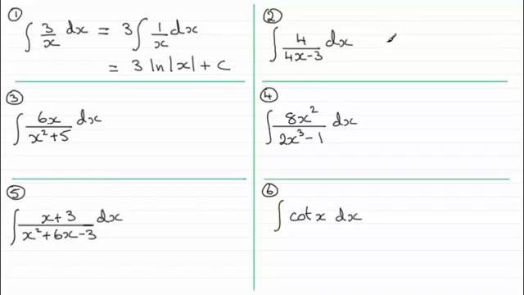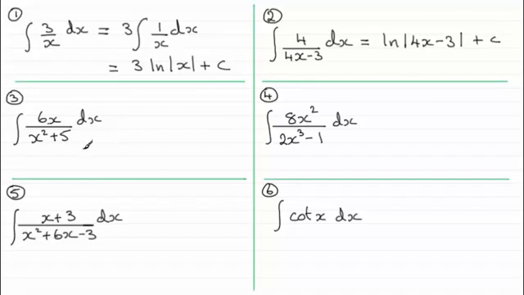Okay, looking at this second one, I notice that when I differentiate the denominator here, I'm just going to get 4, and that's in the numerator. So this is a very straightforward one. It's just going to be the natural log then of the modulus of that denominator, 4x minus 3. And then we've got the constant of integration c.